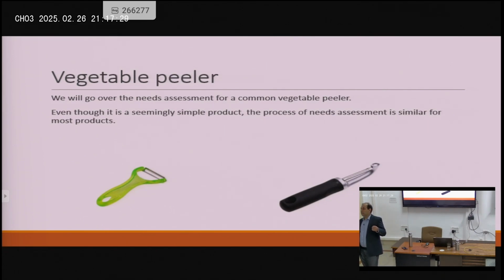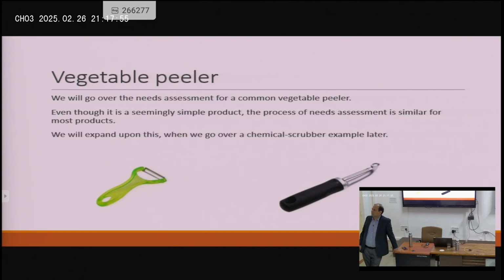Again, even though it's a seemingly simple product, I still get surprised when I teach systems engineering. I haven't taught in a while, but I used to teach it pretty frequently. Every single year I'll be surprised with somebody coming with a new technique to do something, or a new customer need, and so on and so forth. So even though it's a simple product, the process of needs assessment is similar for most products, right? If you go through the same process, you can work with more complex products. And then when we go over the chemical scrubber example later, we can talk about more details for a more complex product.